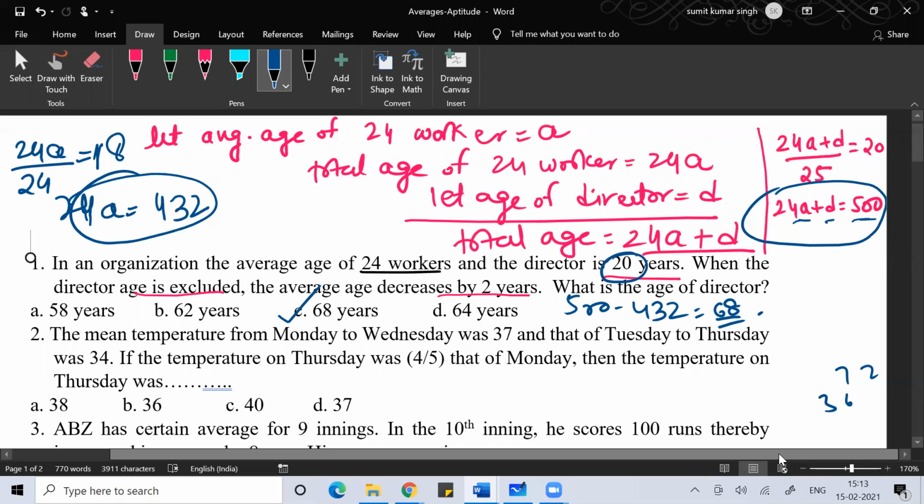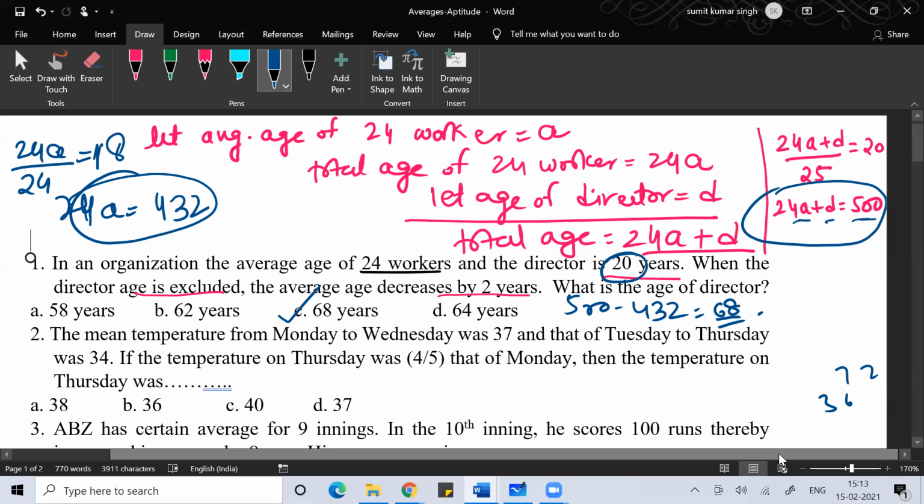Fine. So you have to use the formula that average is equal to the total sum of data divided by the number of data. With that, you can solve the question very easily. So these kinds of questions only come in the exam. They are not at all difficult questions.